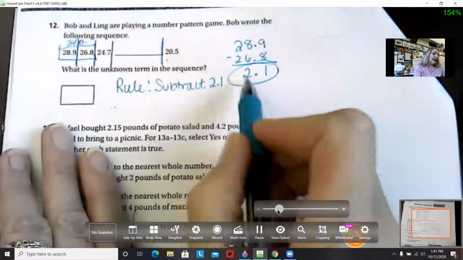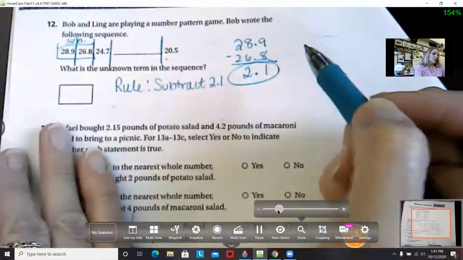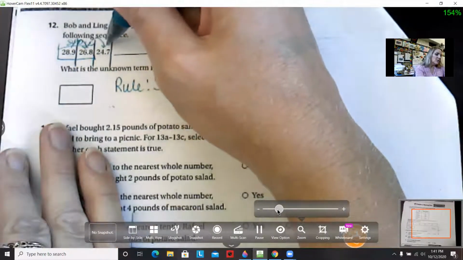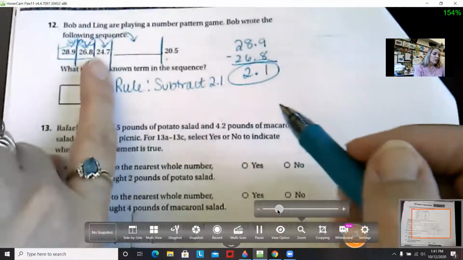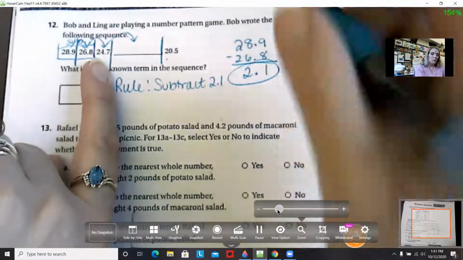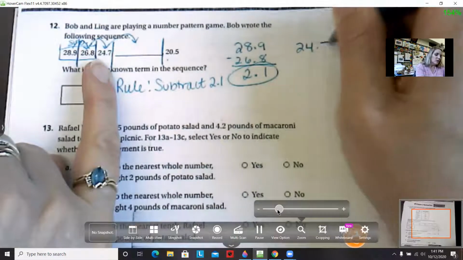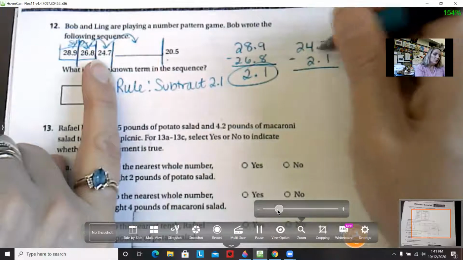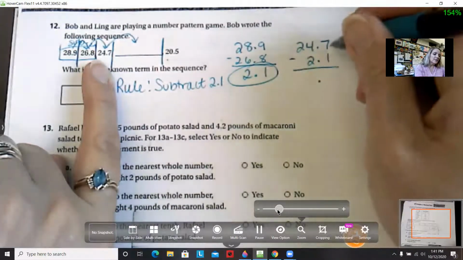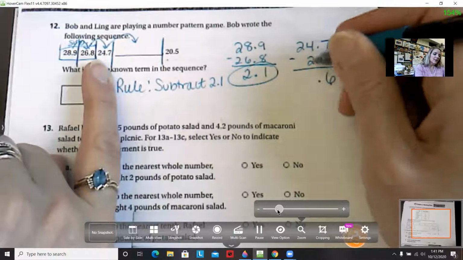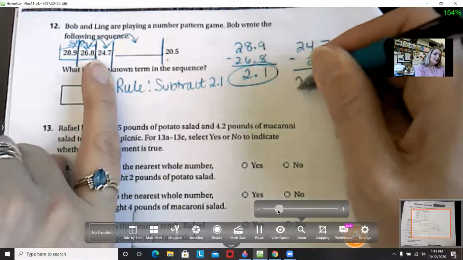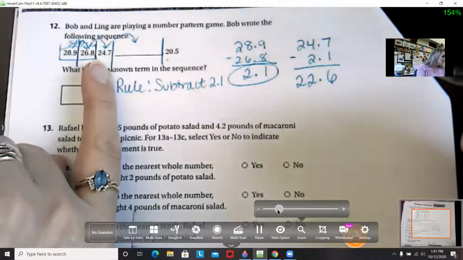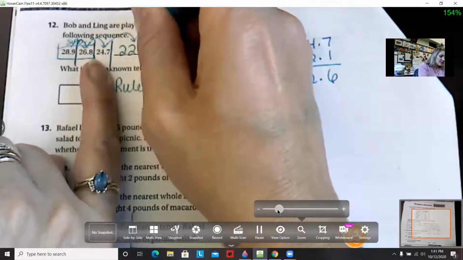Now I have to apply that to find my unknown term. So if this minus 2 and 1/10 equals that, this minus 2 and 1/10, now I need to take 24 and 7/10 minus my rule. So step off to the side, 24 and 7/10 minus 2 and 1/10. Boop, boop, boop, get that down there. 7 minus 1, 6. 4 minus 2, 2, and 2 minus nothing is 2. That's 24 minus 2, basically. So my missing number is 22 and 6/10.